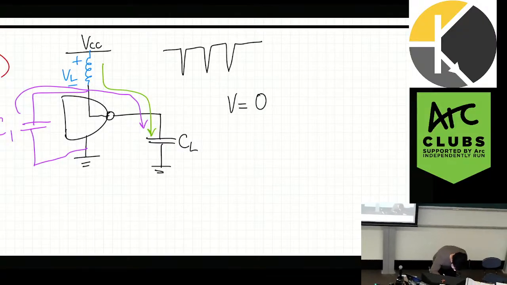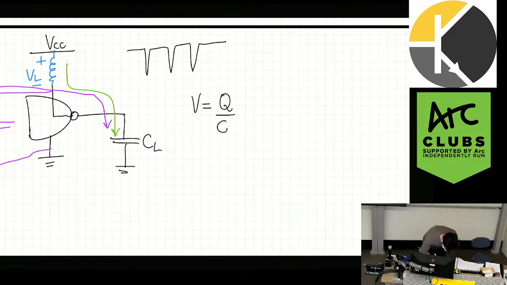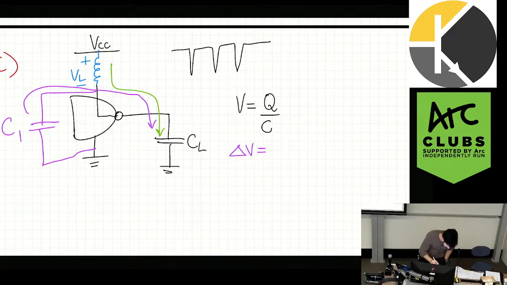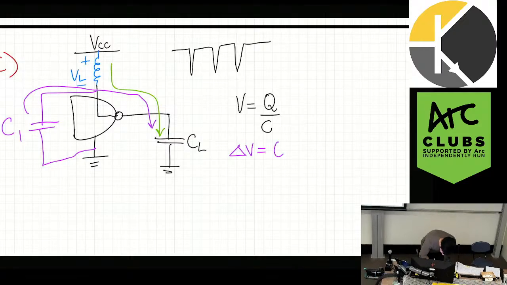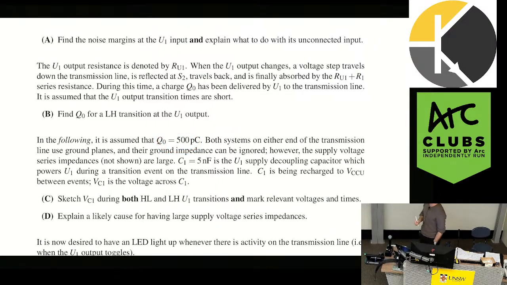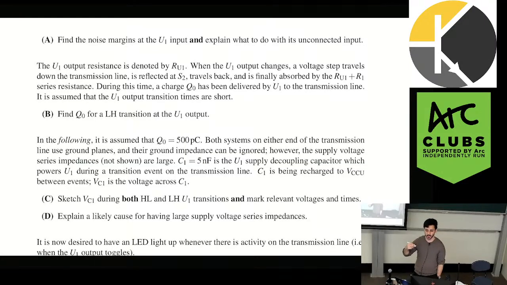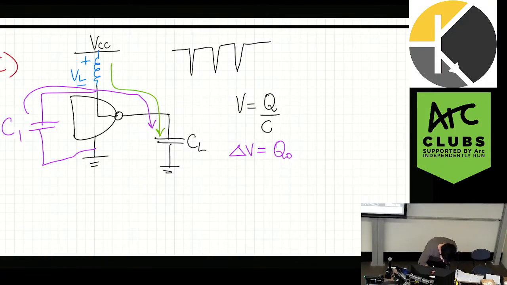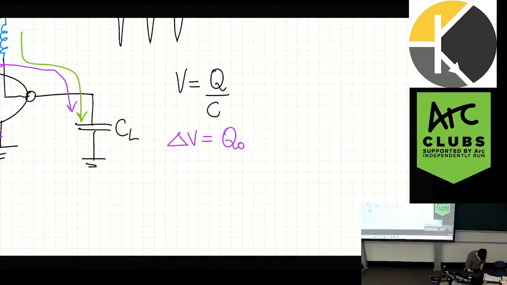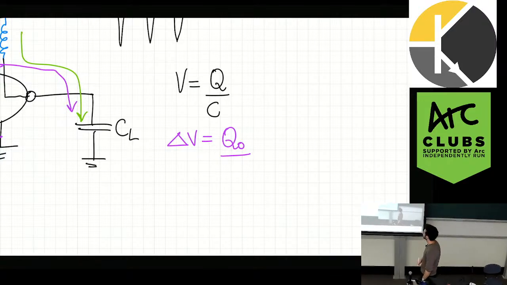Yeah. So it's Q over C. And so the amount of voltage that it's going to change by, did I write the values down? Yes, I did. So we're given Q naught. Q naught, remember, was what we calculated in the previous question. That was the amount of charge required during a transition. They've just given us a value, so use the given value. Do not use your previous value. Okay. So Q naught on which capacitor, C1 or CL? C1, the decoupling capacitor.